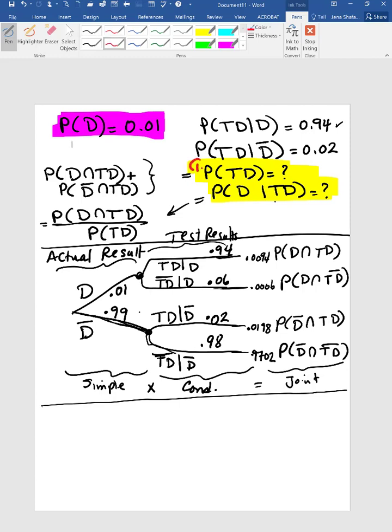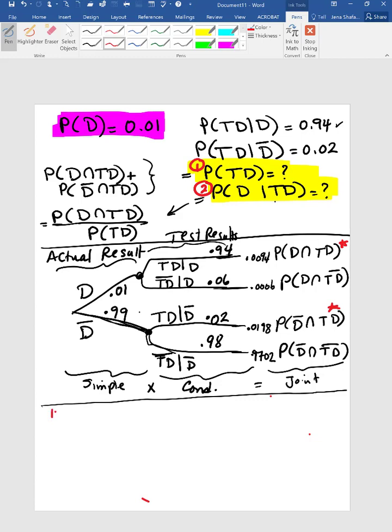Question number 1, and this is question number 2. Question number 1 says, what is the probability that the test would say that the item is defective in general? So that is the joint probability of D and TD, plus D bar and TD. So we already have that. D and TD is right here. D bar and TD is here. So the summation of these two numbers would be the answer.